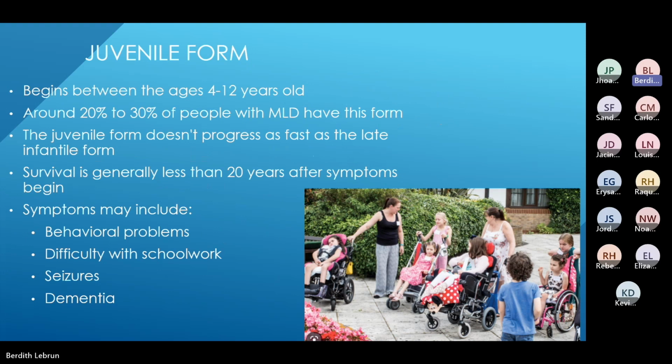And then the juvenile form usually occurs when they're around 4 and lasts to around 12 years of age. Around 20 to 30% of people with MLD have this form. The juvenile form doesn't progress as fast as the late infantile form, and survival is generally less than 20 years after the symptoms begin. The symptoms are similar to the infantile form, and it also includes behavior problems, difficulty with schoolwork, seizures, and dementia.